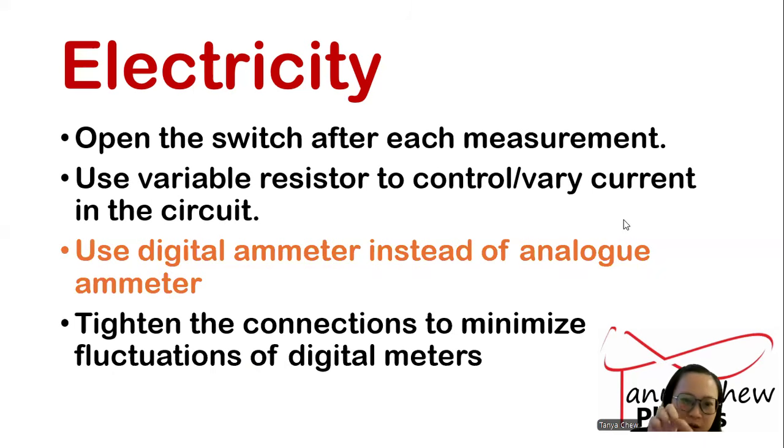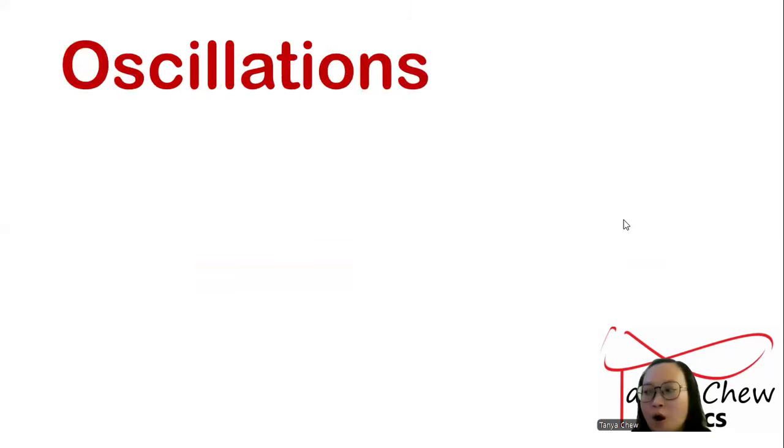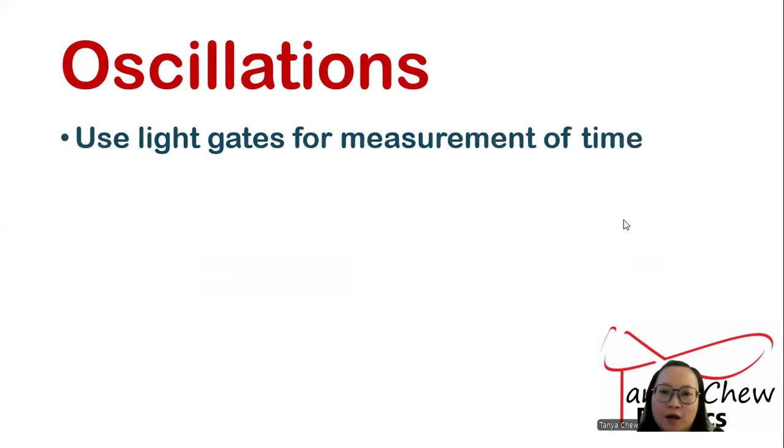So the readings, okay, because the wires barely touch each other. That is why you tighten a little bit to minimize the fluctuations of your digital meters, or oscillation. When you talk about oscillations, sometimes, like what I told you just now, random error. Sometimes I press the stopwatch a little bit faster, sometimes I press the stopwatch a little bit slower, right?